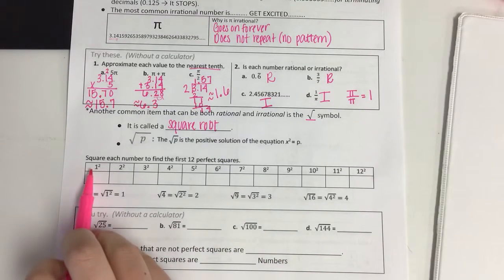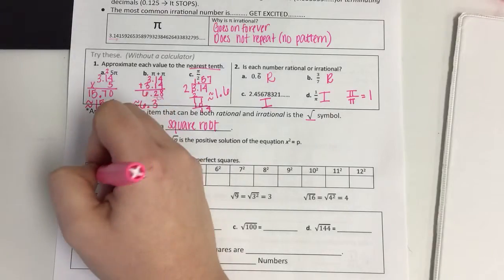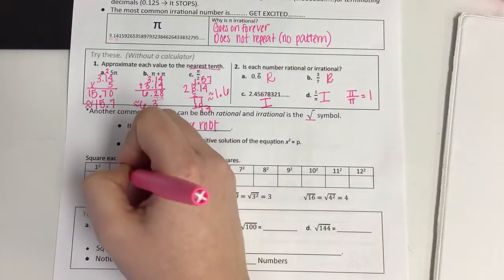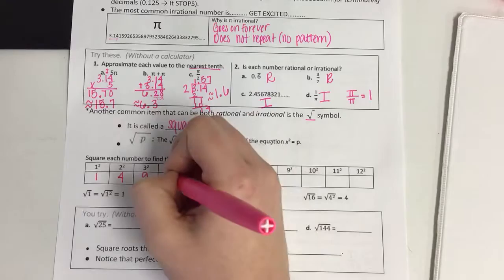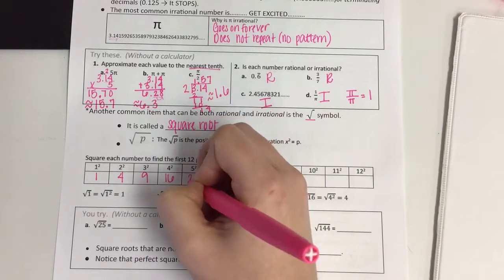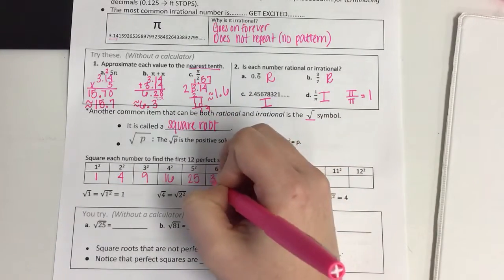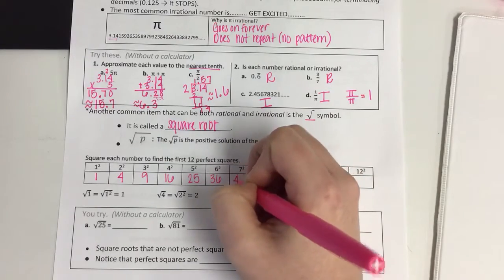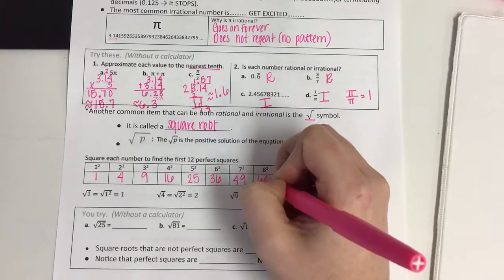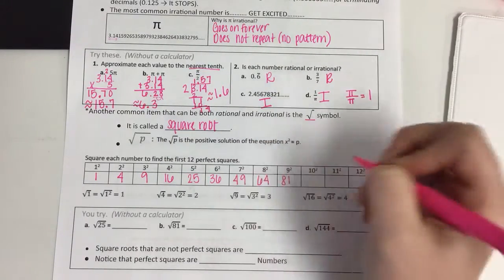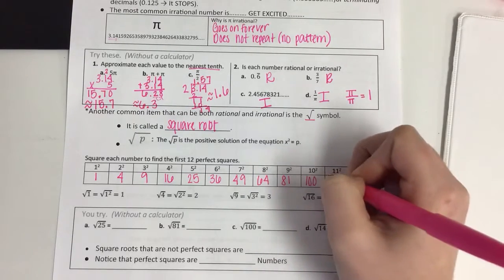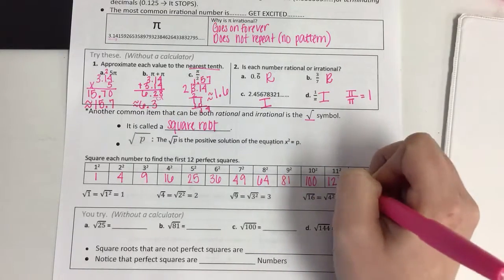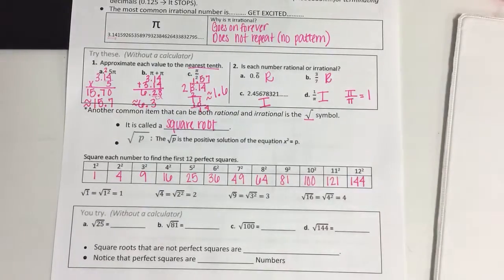So the first thing we're going to do is square each number to find the first 12 perfect squares. So 1 squared is 1 times 1, which is 1. 2 squared is 4. 3 squared is 9. 4 squared is 16. 5 squared is 25. 6 squared is 36. 7 squared is 49. 8 squared is 64. 9 squared is 81. 10 squared is 100. 11 squared is 121. And 12 squared is 144.